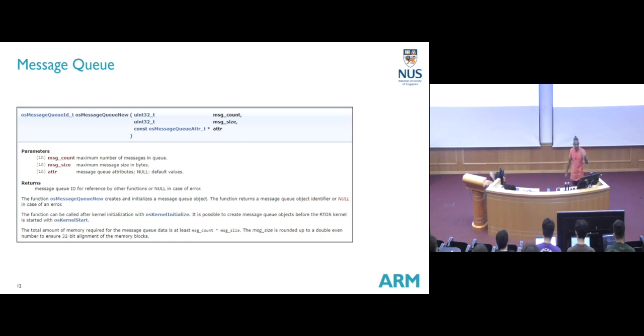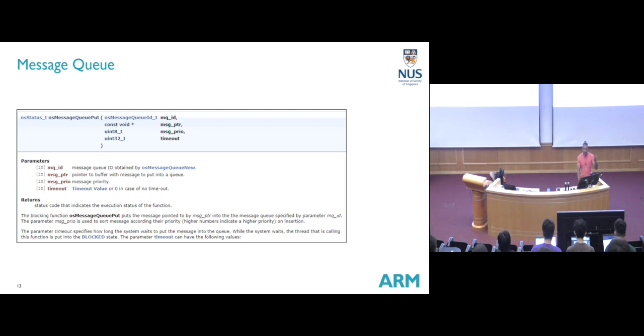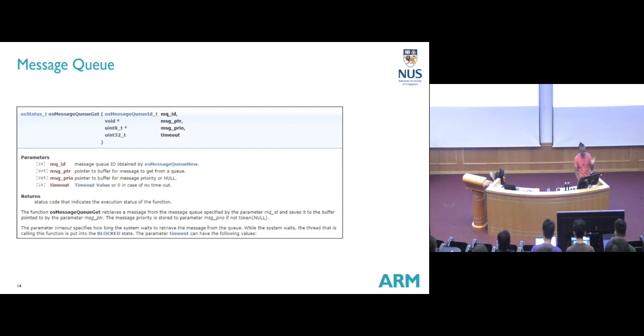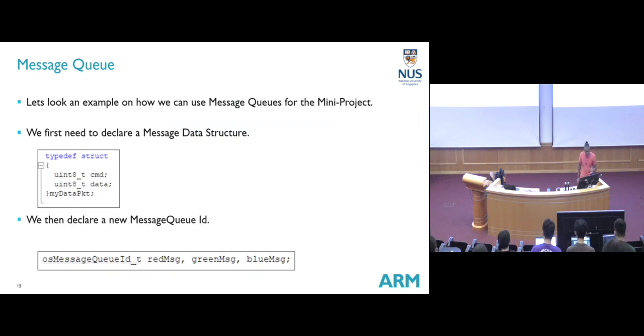I create a message queue, telling how big the message queue is and what the size of each data packet is that I'm going to send across. Then I can call OS message queue put and get a message. So let me go through the code here first, and then I'll show the demo after that.